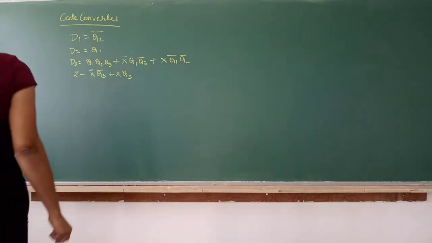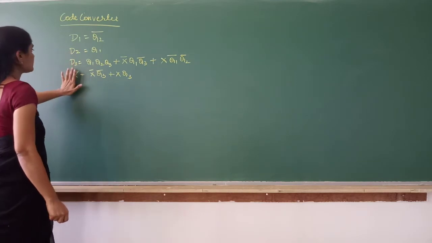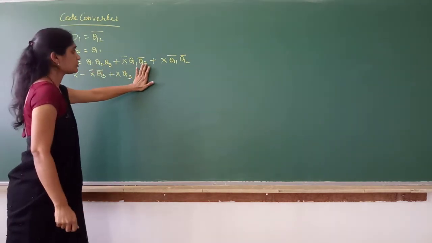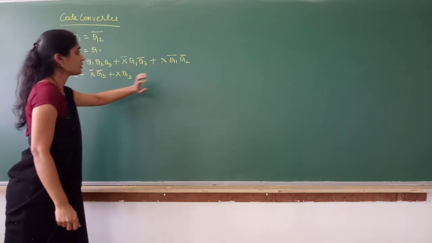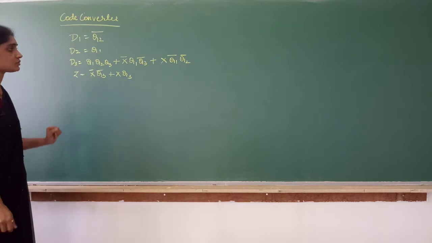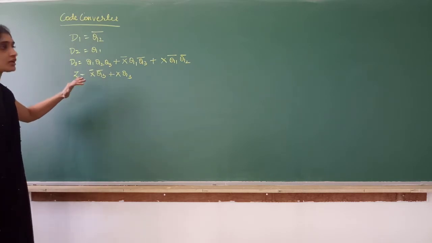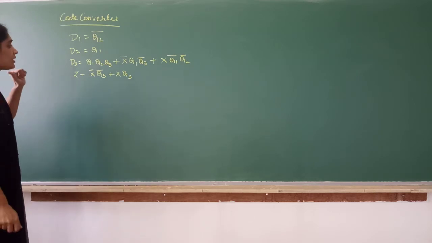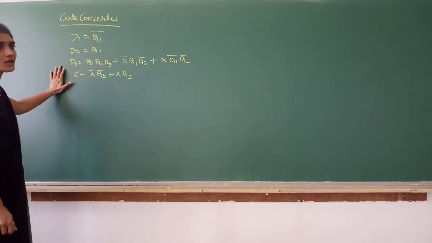D1 you will get as Q2 bar, D2 as Q1, D3 as Q1 Q2 Q3 plus X bar Q1 Q3 bar plus X Q1 bar Q2 bar, and Z is equal to X bar Q3 bar plus X Q3. And these are the equations you have to get from the transition table we had written. I hope all of you have got the same equations.